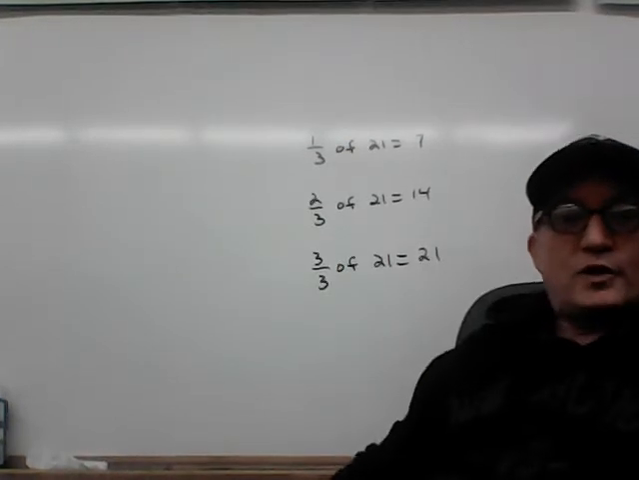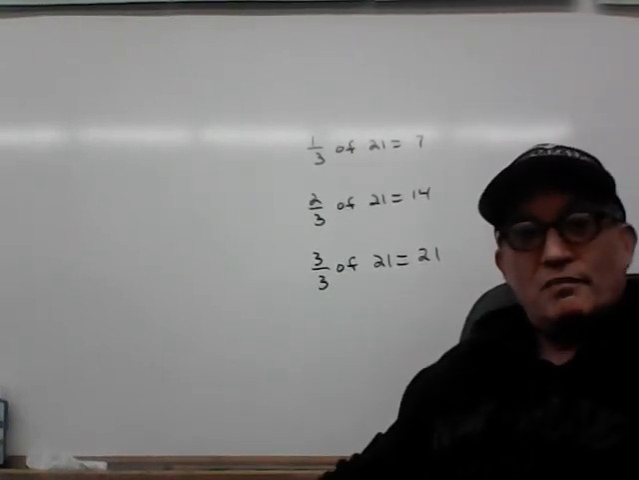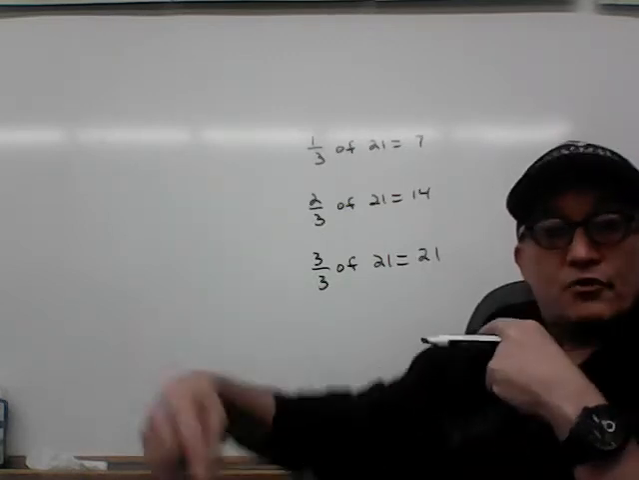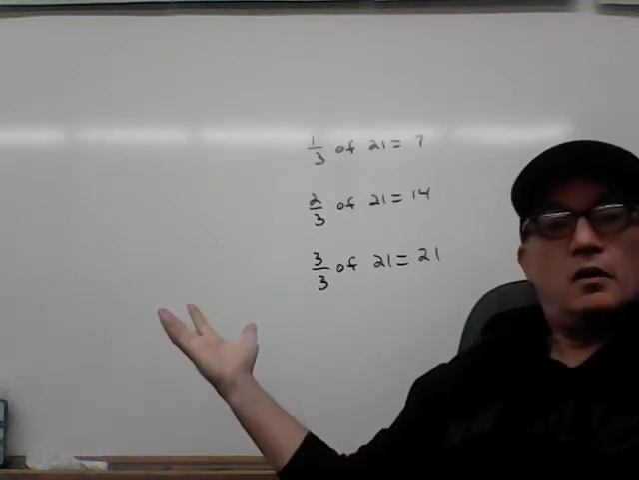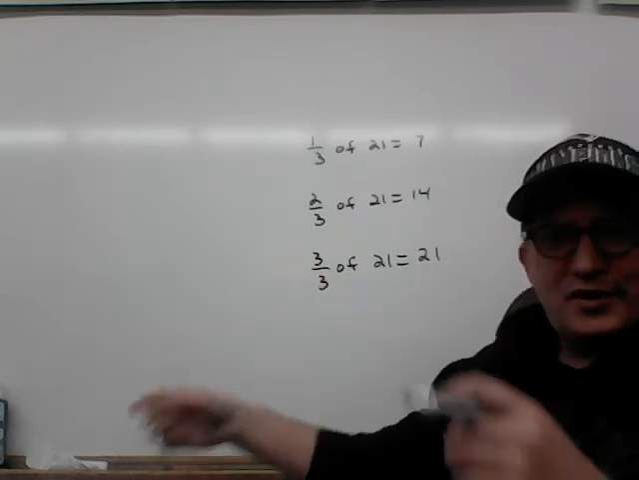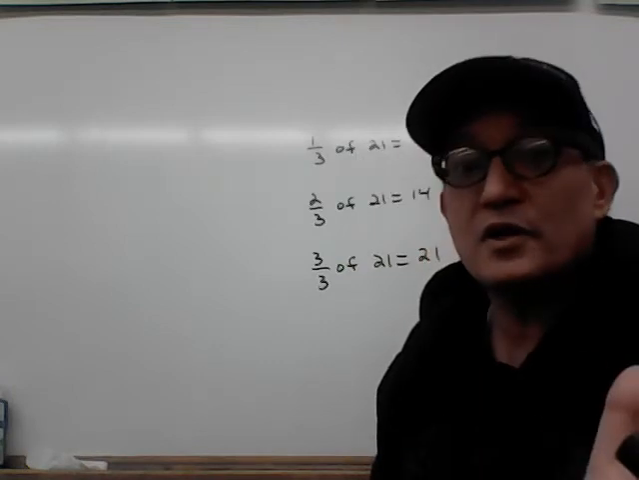Let's look at 3 related questions. 1/3 of 21, as I said before, is 7. 2/3 of 21 is 14, twice as big. 3/3 of 21 would therefore be 3 times 7, or 21. Wow. 3/3. As soon as you see 3/3, you know now to think what? What is 3/3? It's 1.